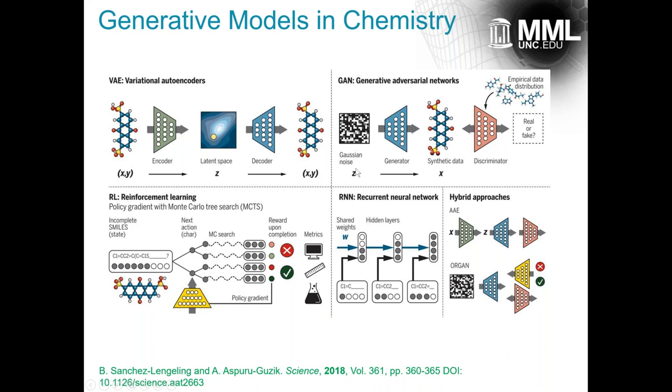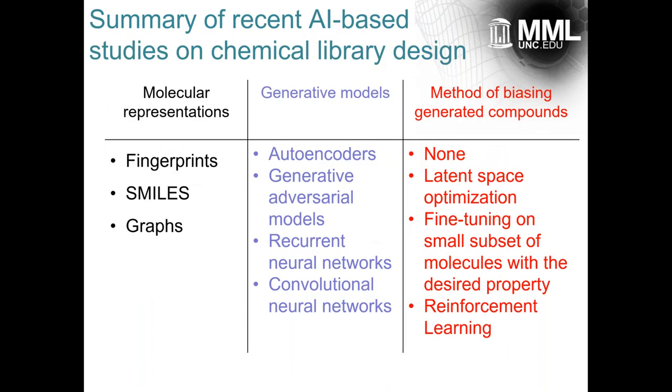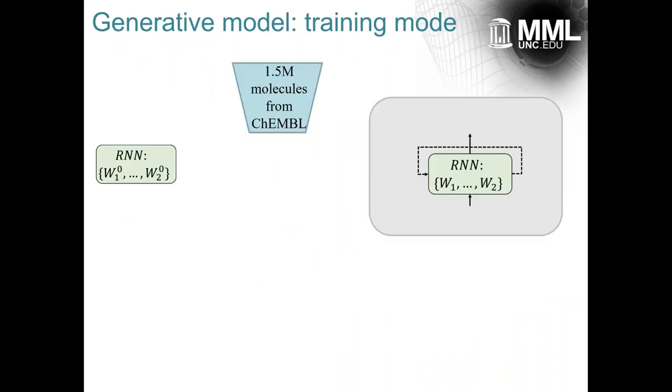They are ongoing, parallel, not necessarily competing approaches with their advantages or disadvantages, and they have been actively investigated by the AI and chemistry community. Again, this is a summary of the studies and the types of models and the types of biasing that is used.